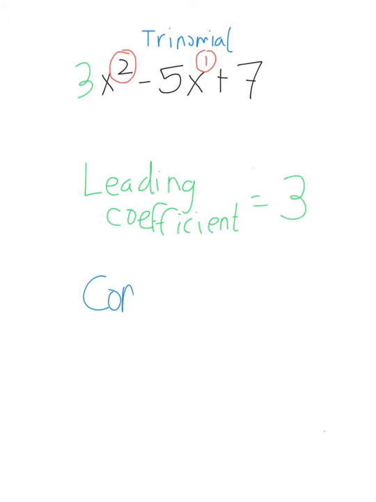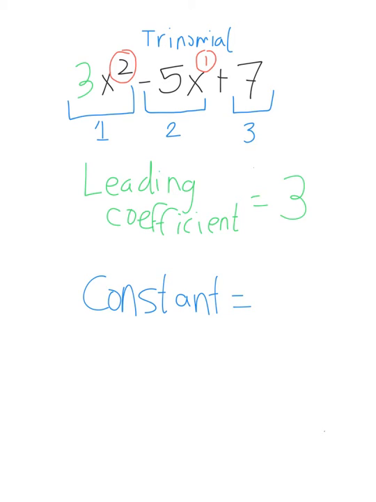Our constant is going to be the number that does not have a variable attached to it. So in this example, the term 3x squared has the variable x. This term, -5x, has the variable x, but this term, +7, does not have a variable. So 7 is going to be our constant.